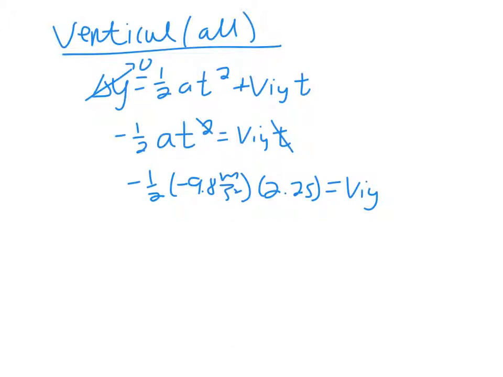Multiplying this together for v initial y, we get 10.78 meters per second equaling v initial y. So we're looking for delta y max, and we're also looking for the total v initial. Okay, so now that I know v initial, I know my time from start to finish, and I know what my acceleration is. I'm going to look at the vertical, and I'm going to look at up only.